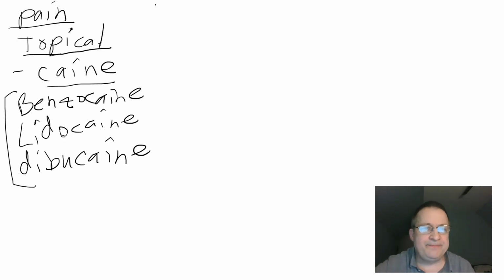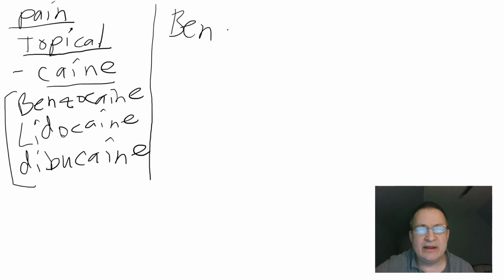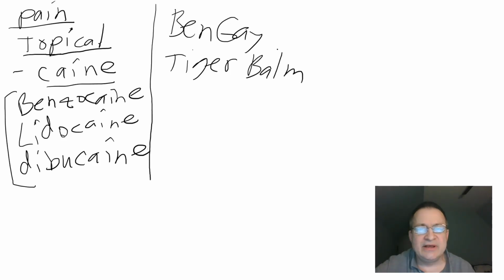Okay, and then of course, there are the over-the-counter painkillers like Bengay, Tiger Balm, and a lot of different products, and most of them have pretty much the same ingredients. Usually, you'll see menthol. That's a common one. Sometimes you'll see methyl salicylate. There's a product called Myoflex too. That's another one.